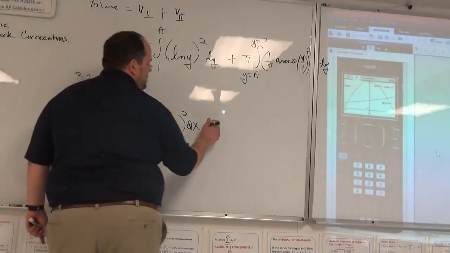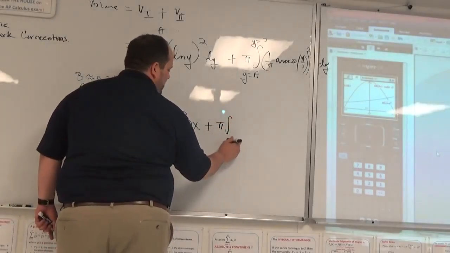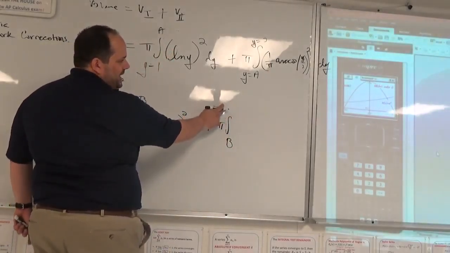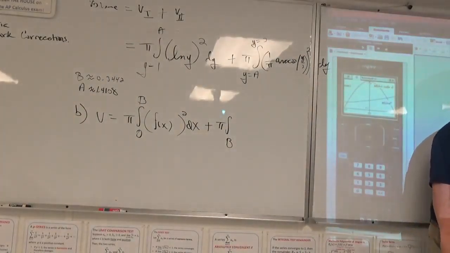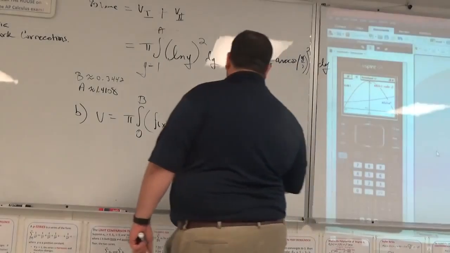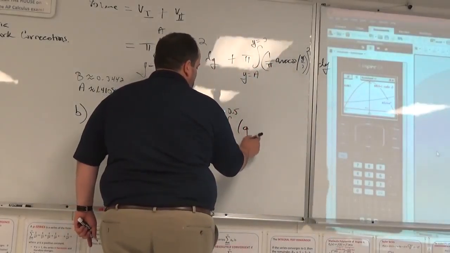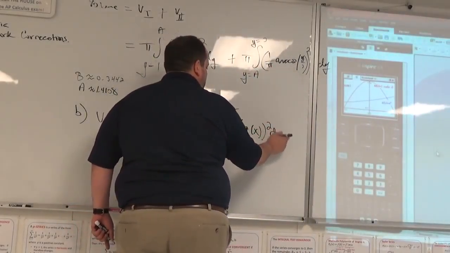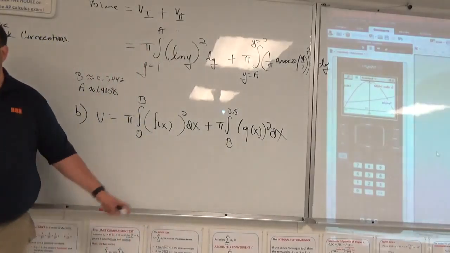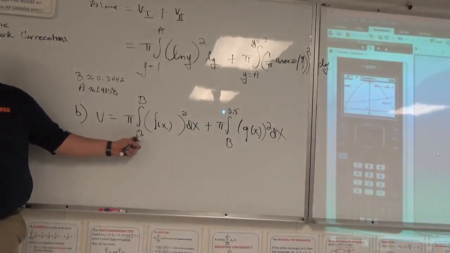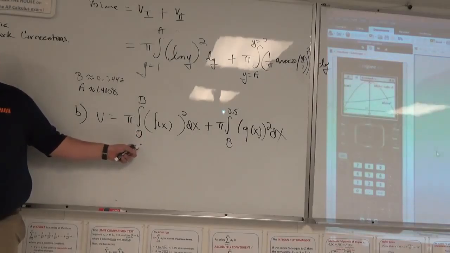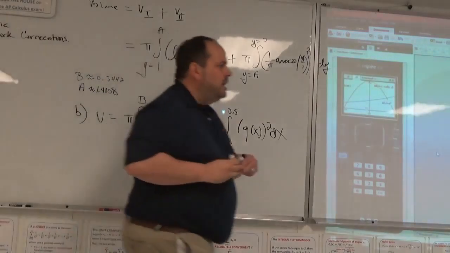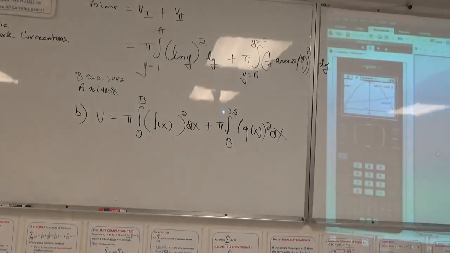Squared dx plus pi, the integral from b. Where do I end? Right, this guy over here is at 0.5. 0.5, g of x, the whole thing squared, dx. Lots of points are going to come from do you have the right setup? How many guys honestly have the right setup? Nice. Last point comes in, can you get the right number?